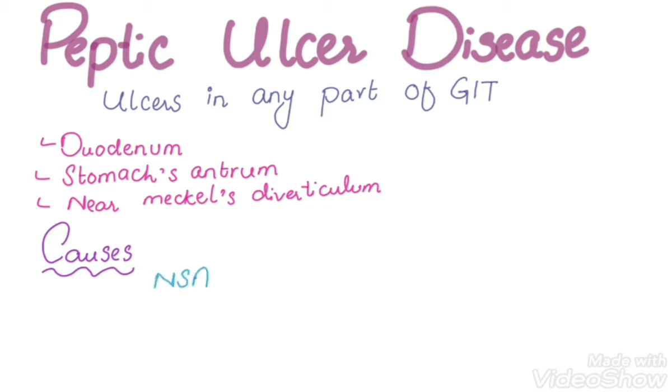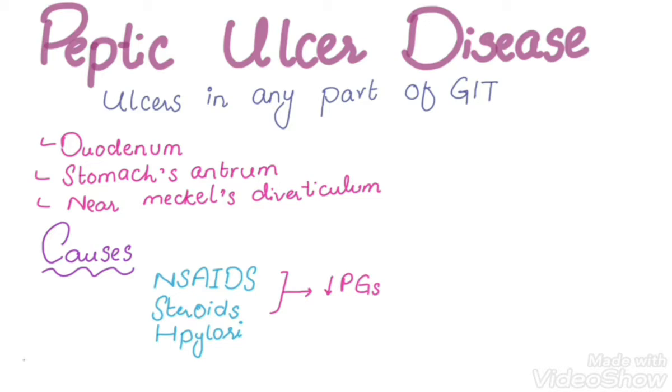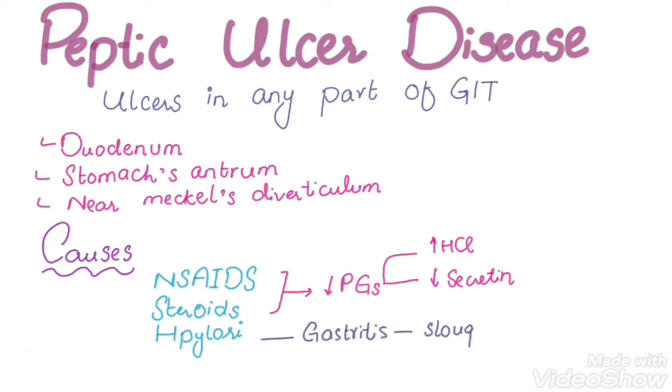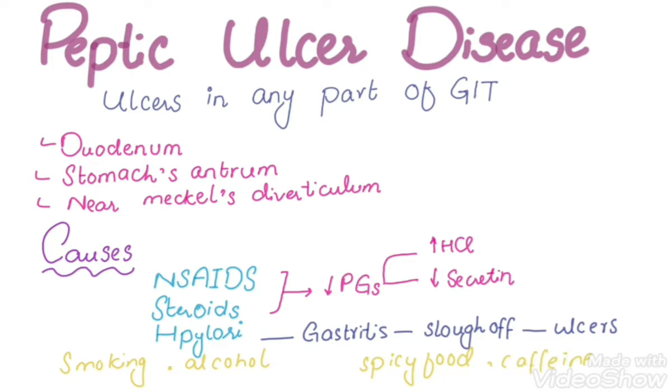Causes include prolonged use of NSAIDs, steroid use, and infection with H. pylori. The use of NSAIDs and steroids leads to decreased prostaglandin, causes an increase in gastric HCl and a decrease in secretin that leads to decreased bicarb in the small intestine. H. pylori causes gastritis that leads to sloughing off of the cells and ultimately ulcers form. Factors that only aggravate and do not cause peptic ulcer disease include smoking, alcohol, spicy foods, and caffeine.